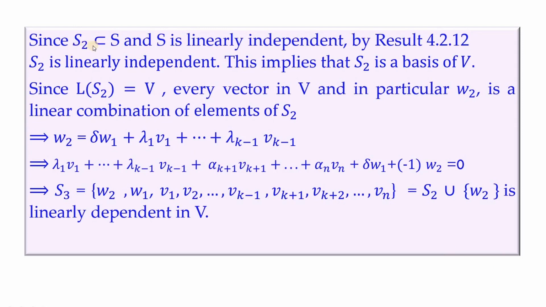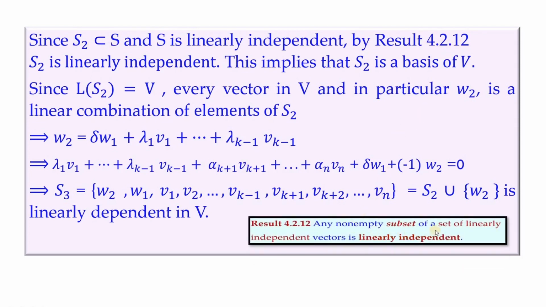Now, since S2 is contained in S and S is linearly independent, by result 4.2.12, which states that any non-empty subset of a set of linearly independent vectors is linearly independent, we have S2 to be linearly independent, and already S2 spans V. So S2 becomes a basis of V. Now, since L of S2 is V, every vector in V, and in particular W2, is a linear combination of elements of S2. So W2, which is a member of capital V, and V is spanned by this. So we can write W2 as the linear combination of these vectors.